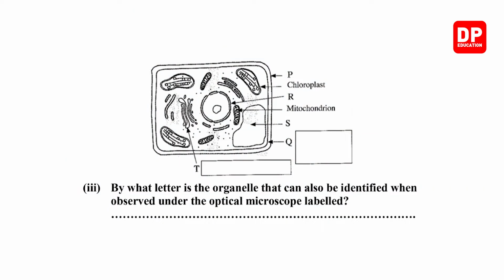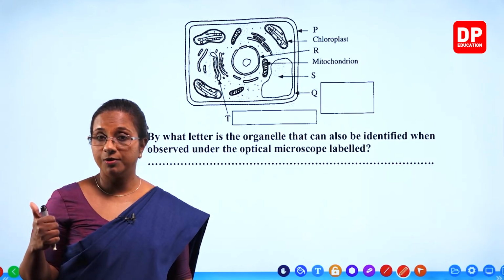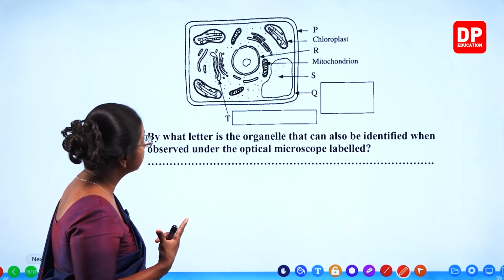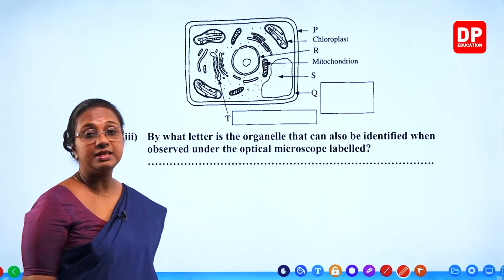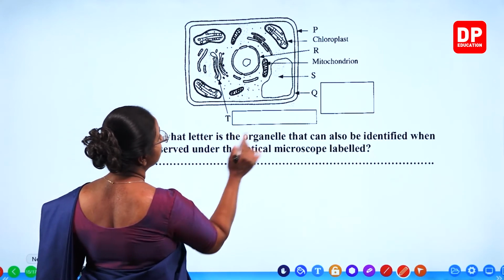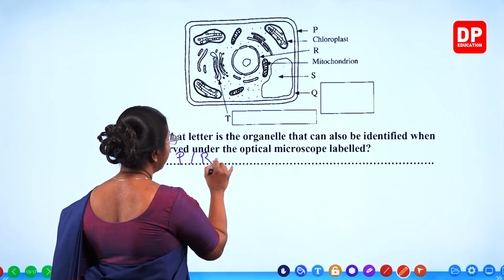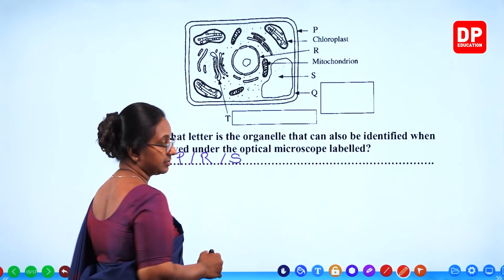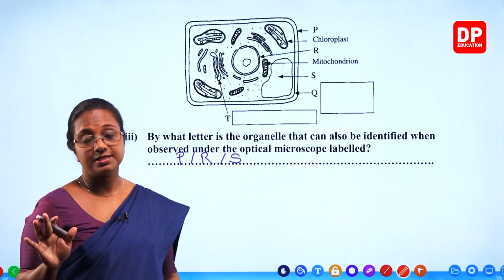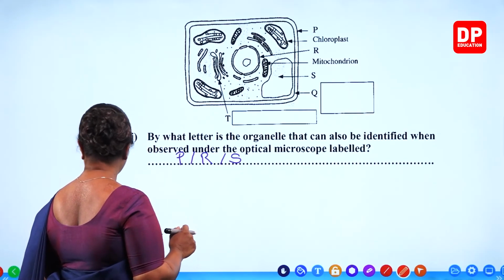So with that, the next part, part 3. By what letter is the organelle that can also be identified when observed under the optical microscope labeled? Optical microscope, you can see the cell wall. You can see the nucleus, R. And also you can see S, the central vacuole. So you can write any of those letters. P, you can write, then you can write R, or you can write S. You can write any one of those answers. Is that clear, students? So with that, I'm going to move on to the next one.